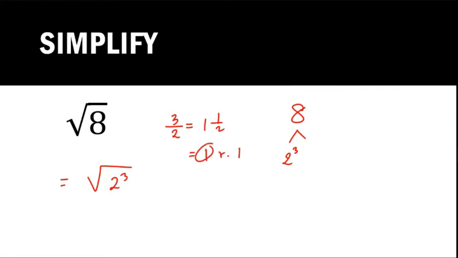Therefore, 1 will be the exponent of 2 outside the radical. So magiging 2 raised to 1 lang siya. Square root of 2 with the exponent inside the radical equal to the remainder, which is 1. So the answer will be 2 square root of 2.